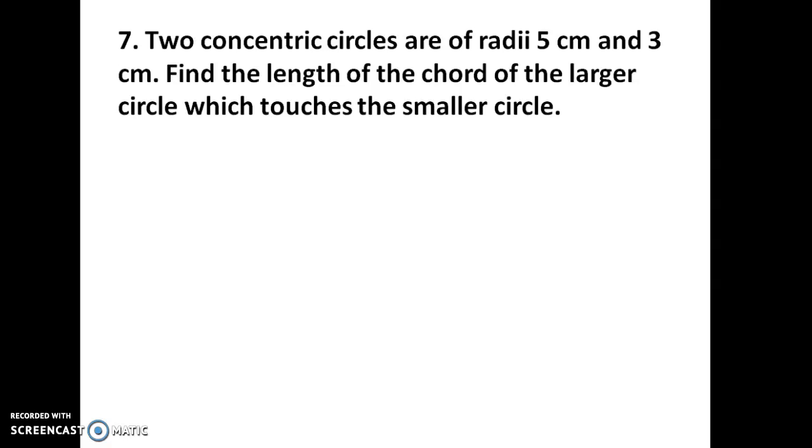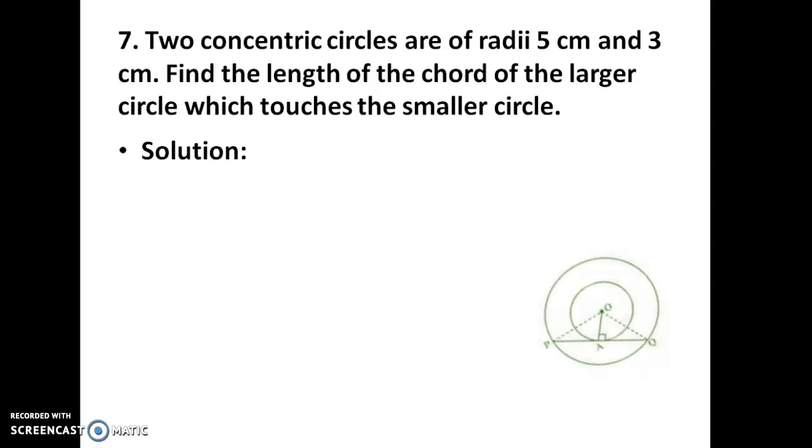Seventh problem. Two concentric circles are of radii 5 cm and 3 cm. Find the length of the chord of the larger circle which touches the smaller circle. If you see the diagram, you can understand. The bigger circle is of radius 5 cm and the smaller circle is of 3 cm. Why is one inside the other? Because it is given as concentric. Concentric means the center is same, it is one within the other.